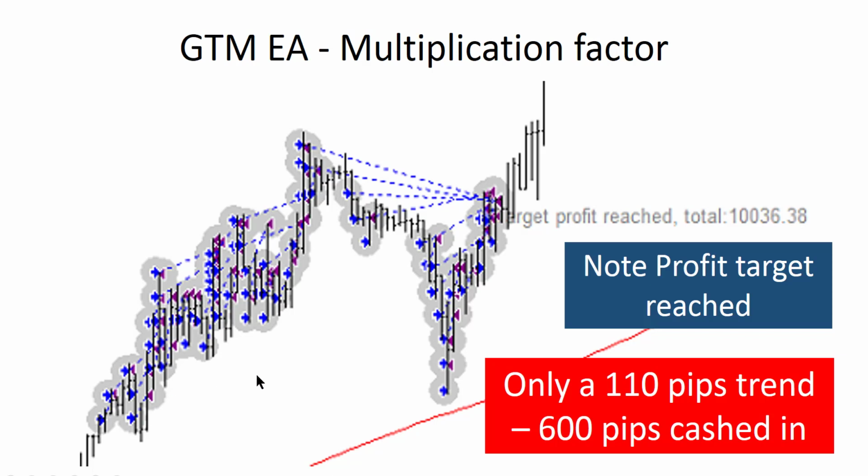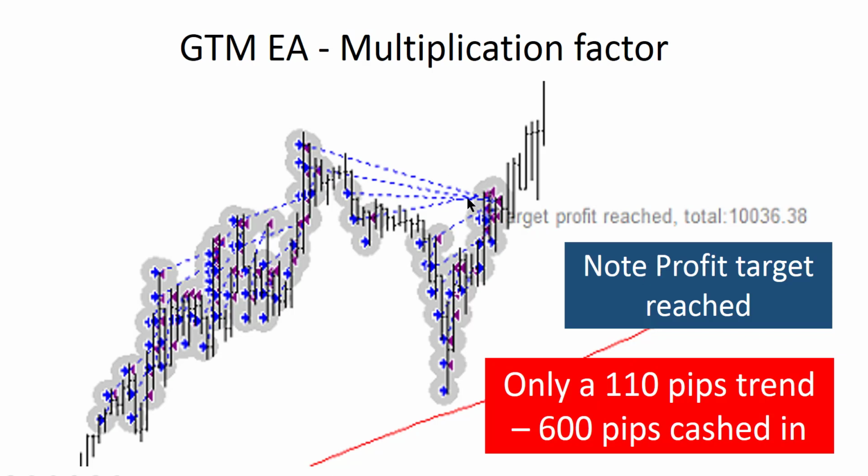So the concept of multiplication is that the price can visit, it's not very clear here, but it can visit the same price level, and in some instances we've had 16 times or 12 times. In this case, the average was 6, or just under 6. So from here to where all the grids were closed was a 110 pip movement, and in this whole process 600 pips were cashed in. So we say that the ratio was roughly 6 to 1. The multiplication factor was 6 to 1.